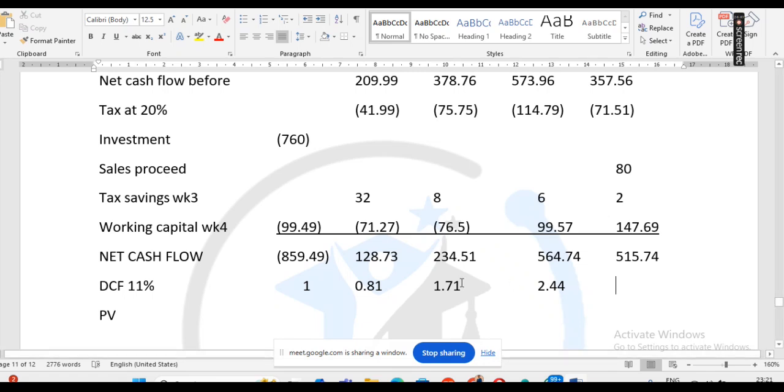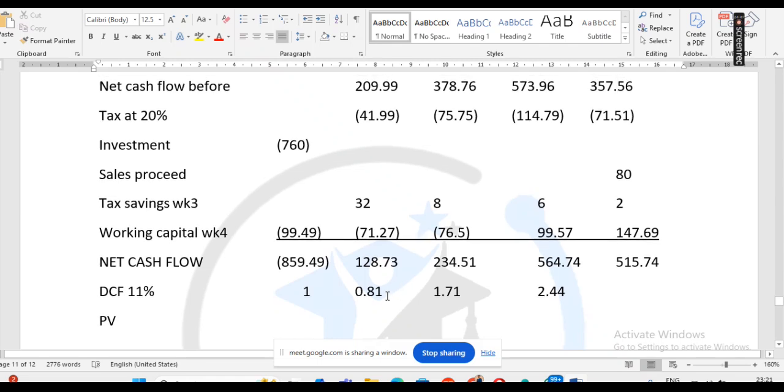0.81, not Year 1. Year 1 is correct, 0.9. Year 2 is 0.81. Okay, so the last year, which is Year 4. 0.81, Year 2.